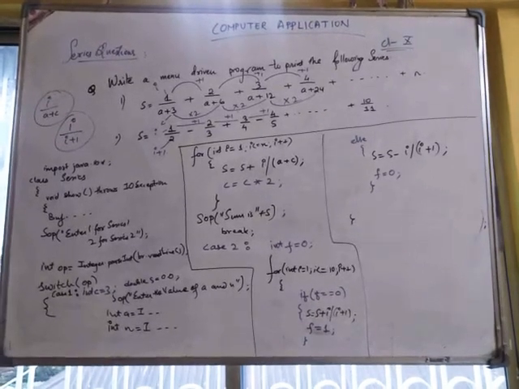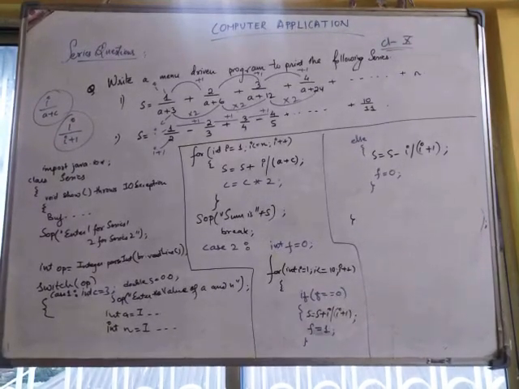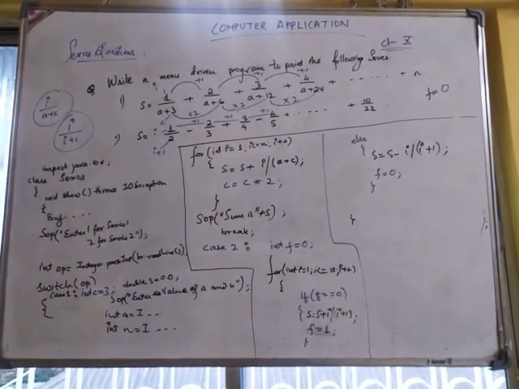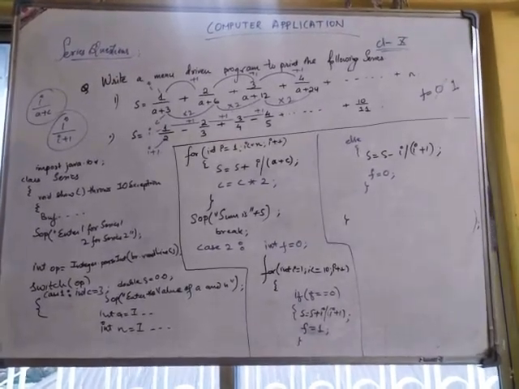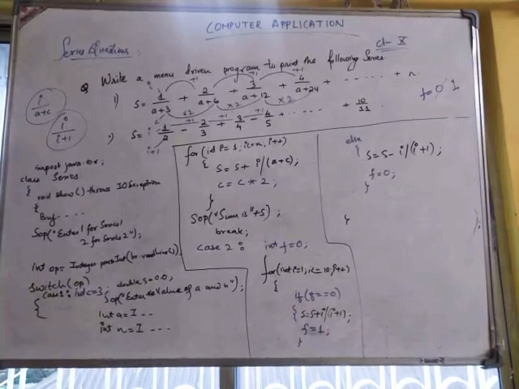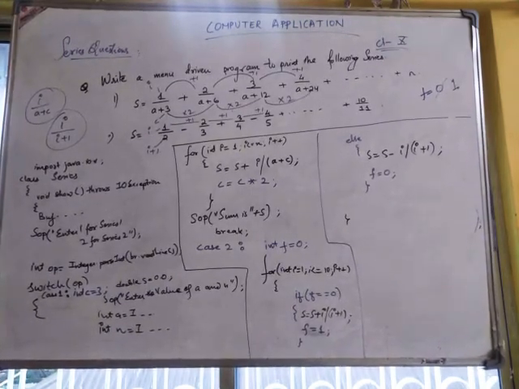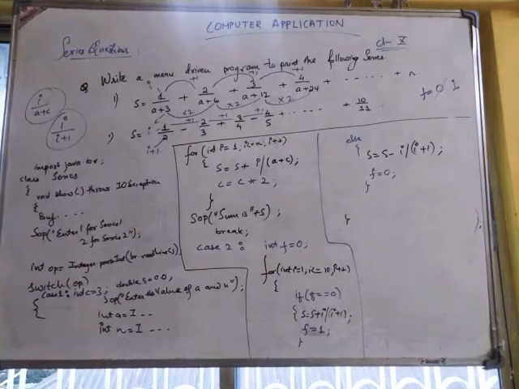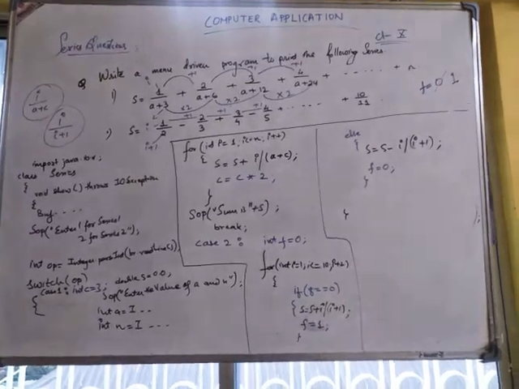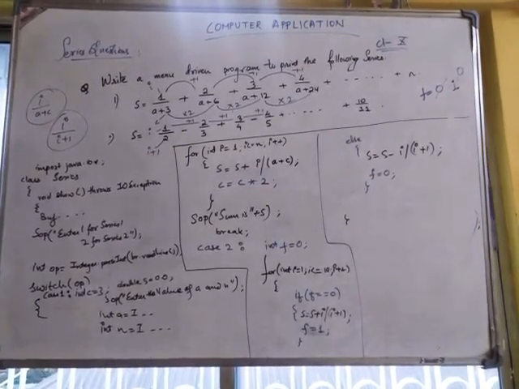Now at the starting the f value is 0, so the first term, that is 1 by 2, will get added in s, and the f value will change to 1. Because it goes in the if block, f will change to 1 after that. Clear to all of you? That means the next term, 2 by 3, will go to the else block, since f is not 0. It means s will subtract 2 by 3, s minus 2 by 3. Then again f will change to 0.